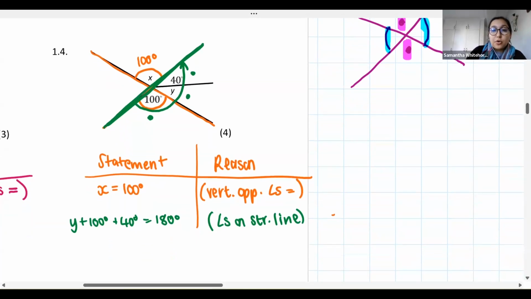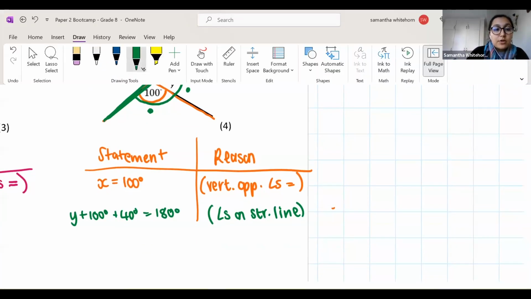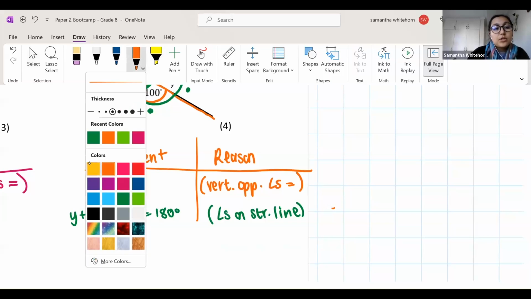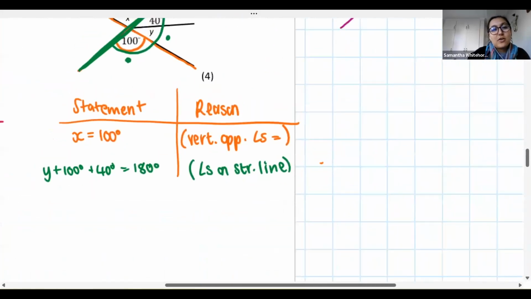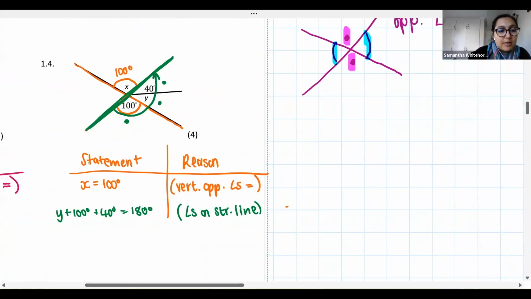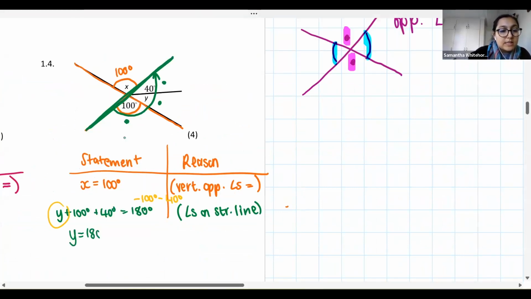Now I can go and solve for y. So this is that algebra that we now need to bear in mind, those inverse operations. I want to bring the 100 and the 40 over to the other side. So that means I'm going to subtract 100 and subtract 40. That will leave me with y alone on the left-hand side. So y is equal to 180 minus 100 minus 40.